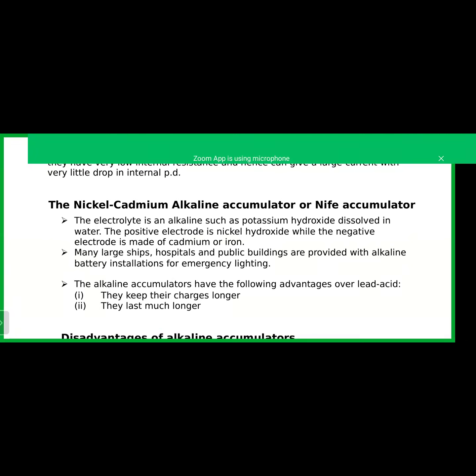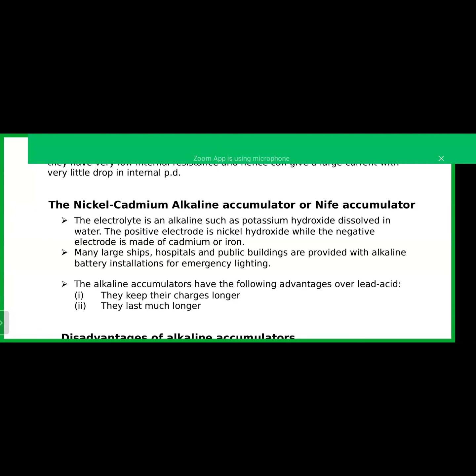Are there some disadvantages of alkaline accumulators over lead acid accumulators? Yes. What are they? Okay. So for the disadvantages, I have a few. One, the alkaline cells are expensive compared to the lead acid cells. And then the alkaline cells have a low EMF and a higher internal resistance compared to the lead acid cells. And then they do not completely store a charge.